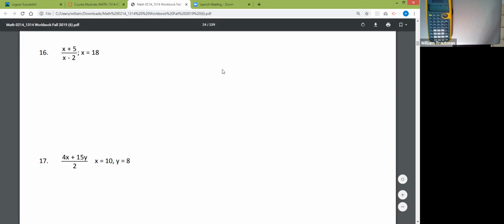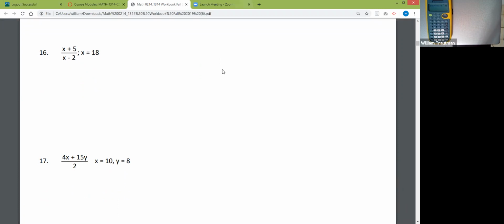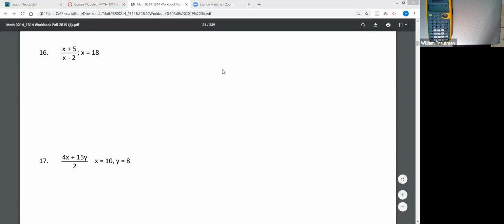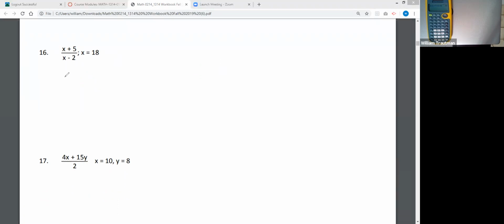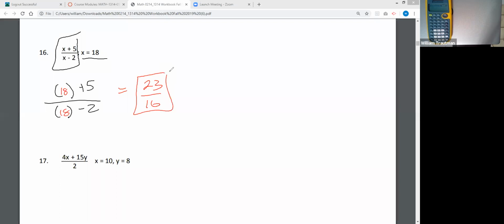So let's take a look at this problem, and I would really do these steps. First, once again, this is the problem right here to the left of the semicolon. This just tells us what x equals. So it's x in parentheses plus 5, divided by x in parentheses minus 2. And we're putting in x is 18. 18 plus 5 is 23. 18 minus 2 is 16. And I think that's our answer.